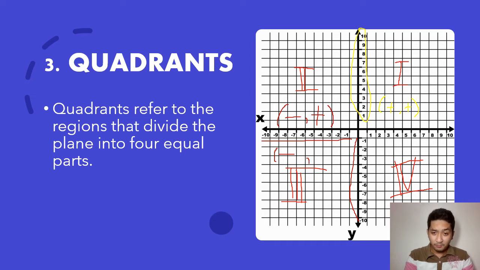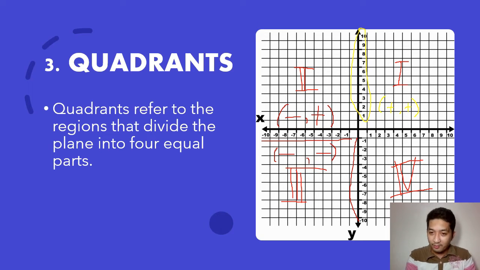So meaning the values of the coordinates in the third quadrant are negative and positive. The x is negative and then the y is also negative. Sorry, let me correct that. In the third quadrant, both are negative. Always remember that in the third quadrant, the values of x and the values of y are both negative.